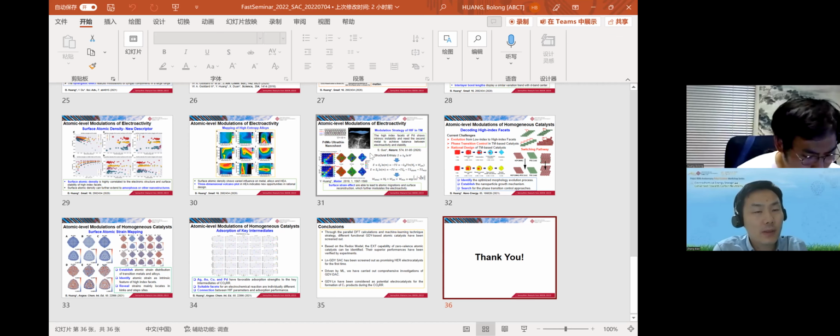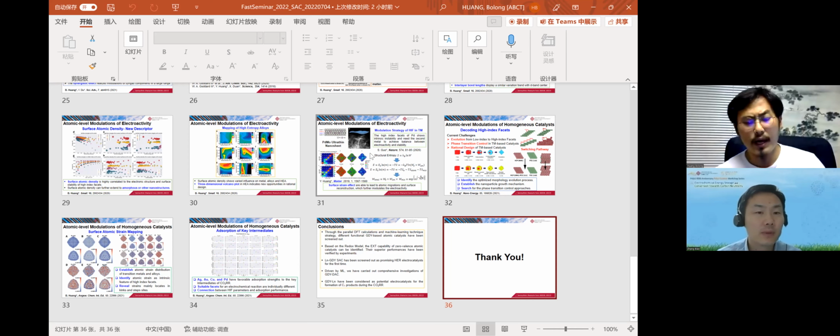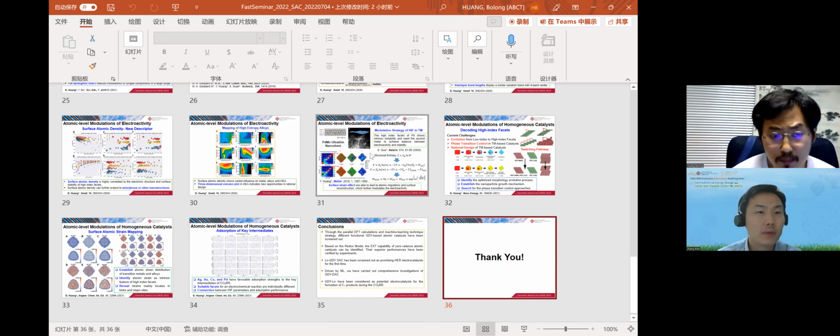For OER, we also apply many atomic catalysts for ORR for metal-air batteries. This can show the ORR performance as underestimated and overestimated. Based on the overestimated, we can use this model to prevent the OER process. And this is for your reference. Okay, thank you very much.